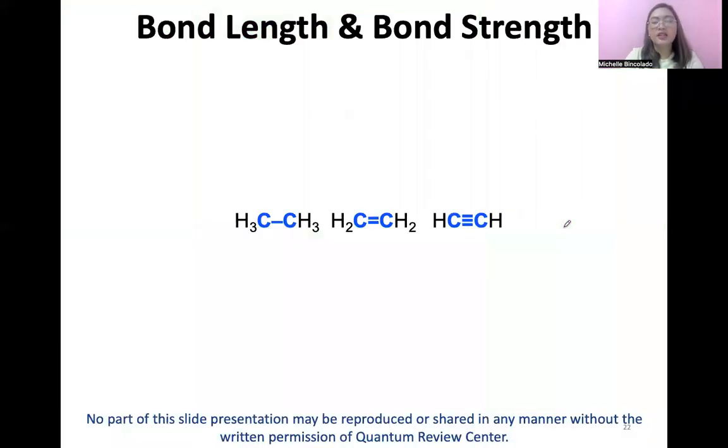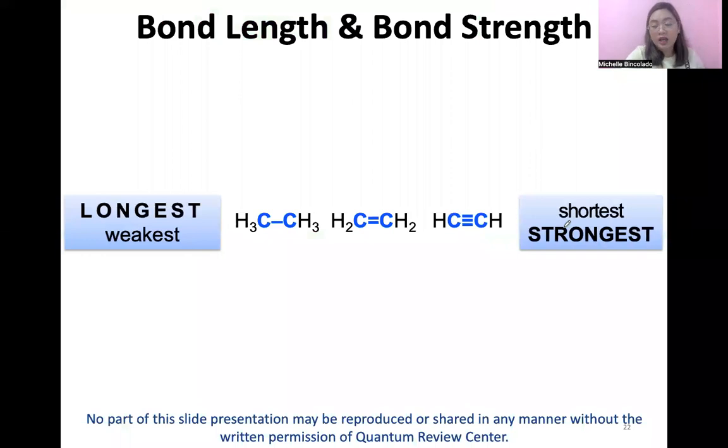Okay, next. The next thing related to hybridization is of course bond length and bond strength. In your manual on page 3, I put some values from McMurry. So we have values for bond length and bond strength. However, in this slide I only put the pattern to avoid confusion. You have the values in the manual.